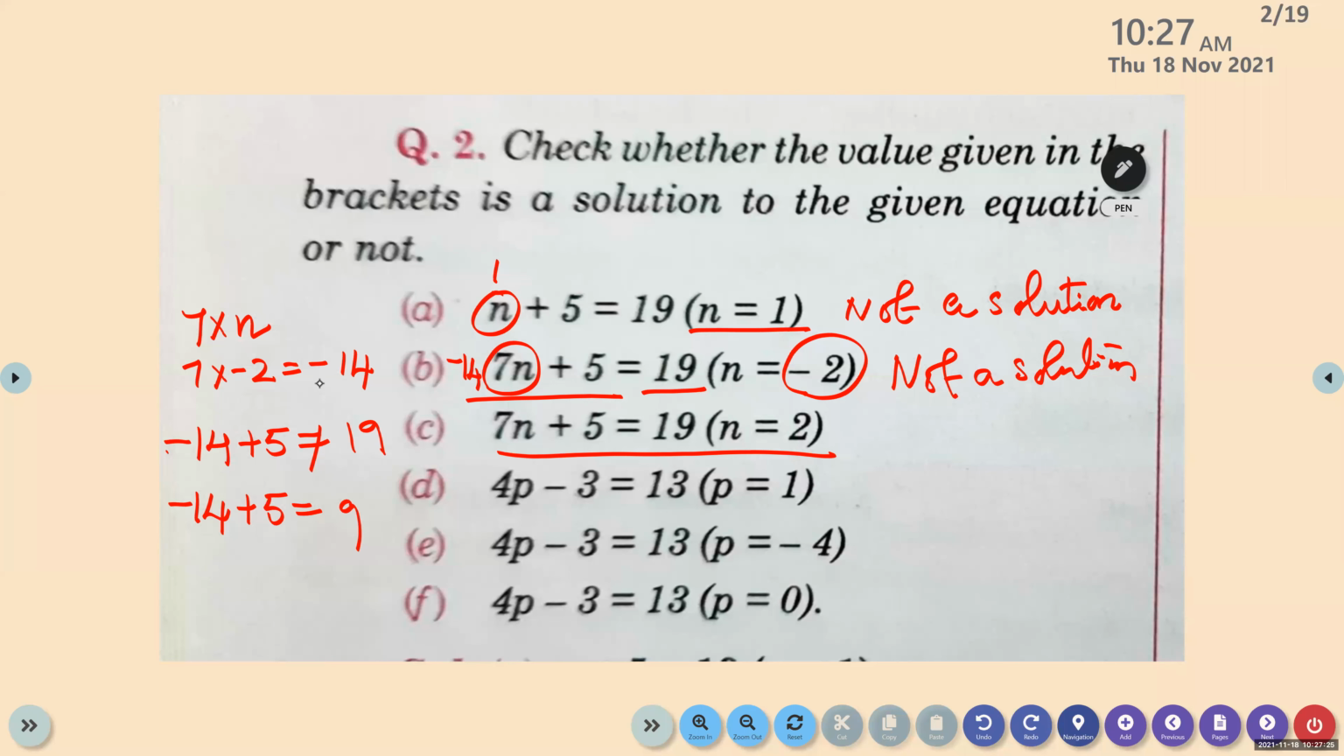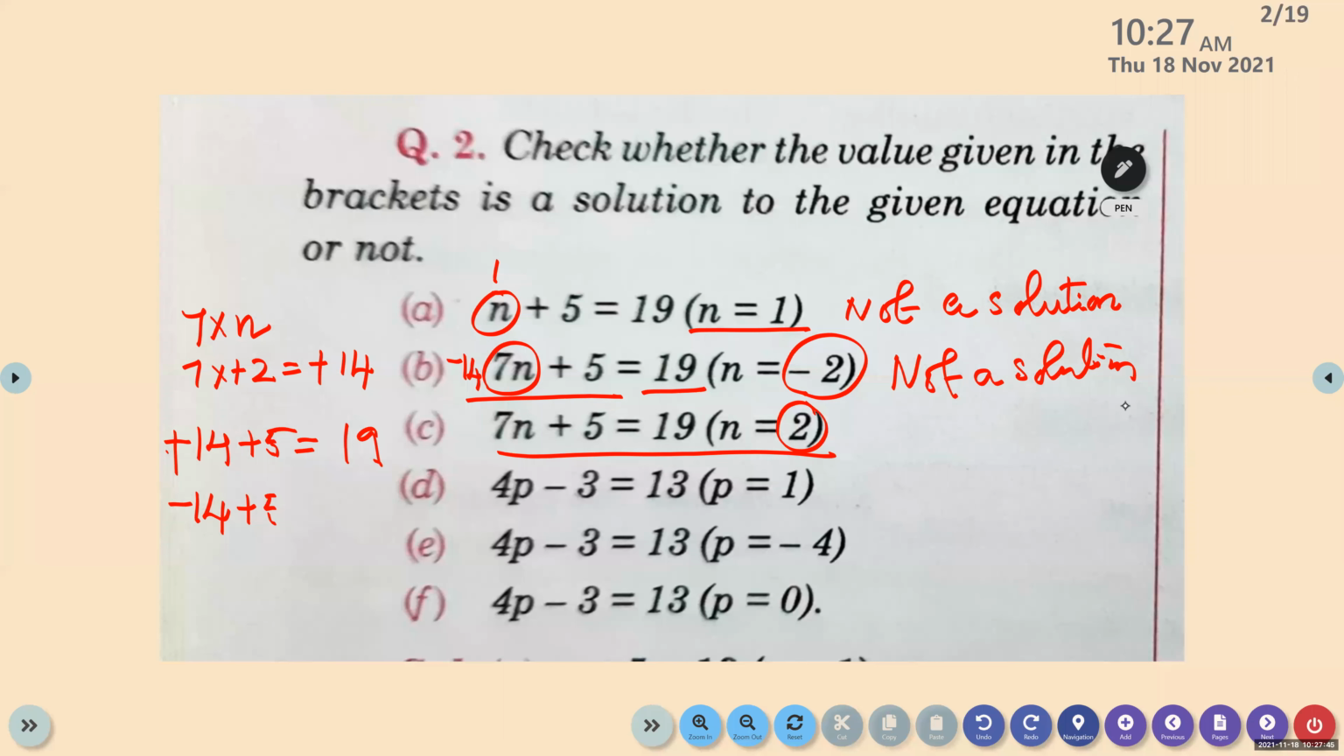So positive 14 plus 5, we will get 19. No sign, so it is positive. So the answer you will get is positive 19. Yes, it is a solution.